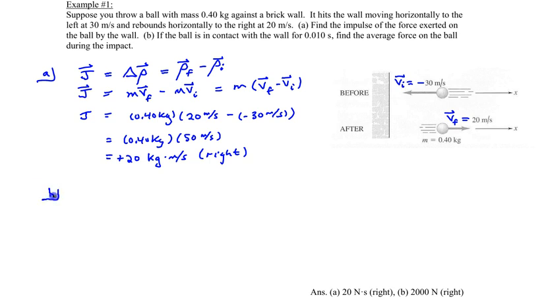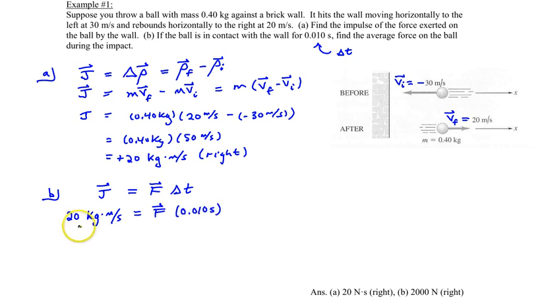In part B, we're now asked to find the force of impact. We're given the time of impact right here, delta t, and we need to know how long, or how much, the force was that acted on the ball from the wall. So we also know that the impulse can be calculated by the force multiplied by the time of interval. Now we just calculated in the previous part that the impulse was 20 kilograms times meter per second. And we're looking for the force. The time of impact is 0.010 seconds.